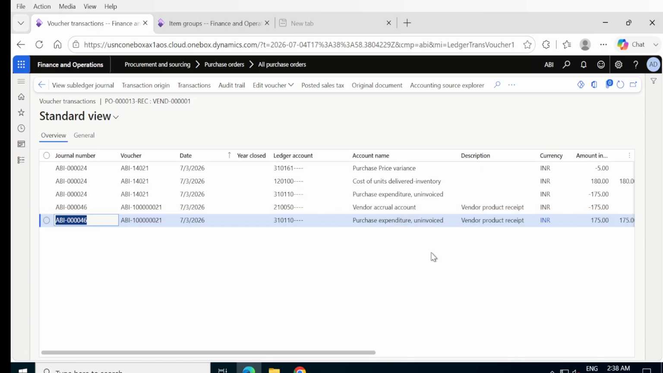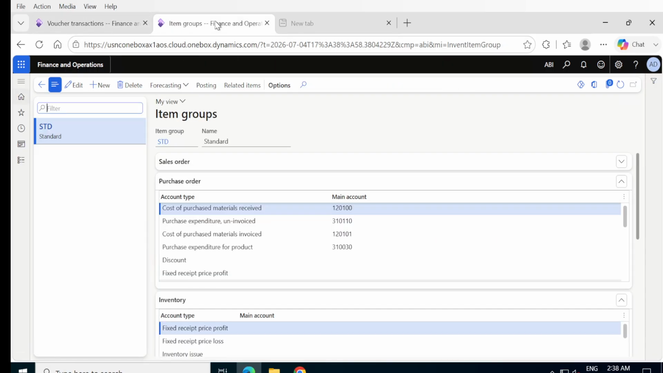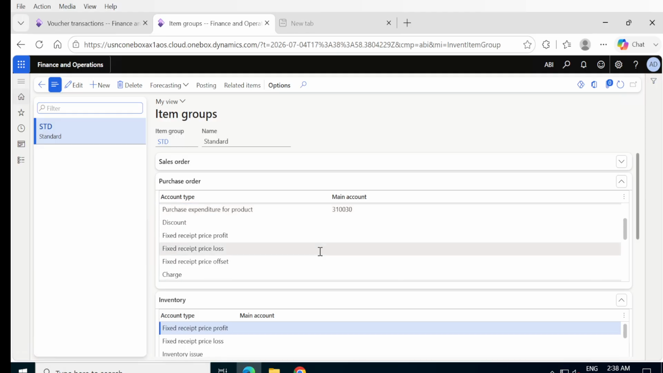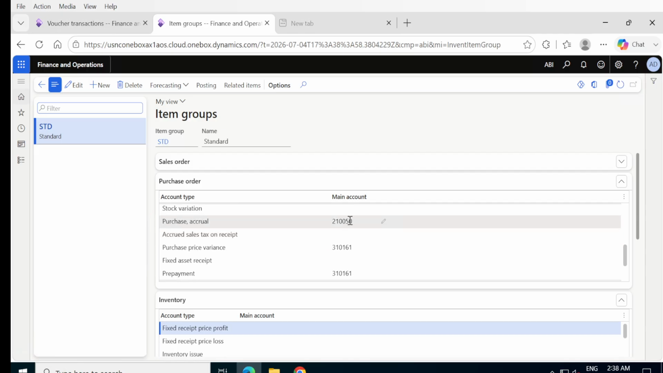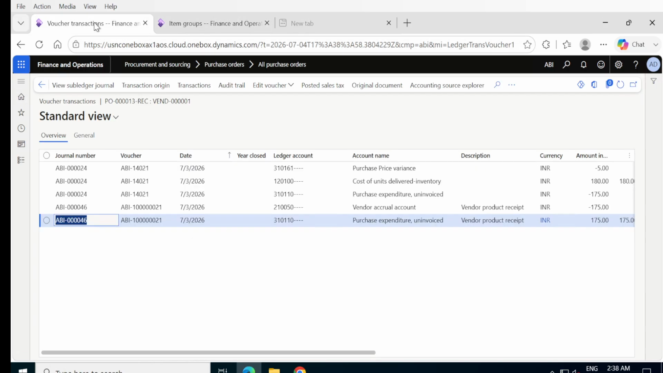When I create an invoice, this will get rolled back and it will be added into a new account called accounts payable. Now because I'm yet to invoice, at this stage, this is the account getting picked up. Where did it get picked up from? Let me go back to the item group and see vendor accrual account here. Okay, vendor accrual account, purchase accrual 210-050. Yeah, this is the account getting picked up.